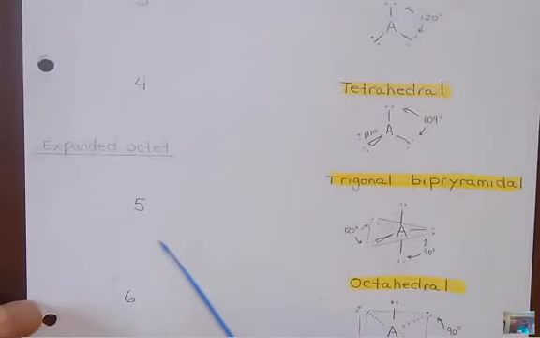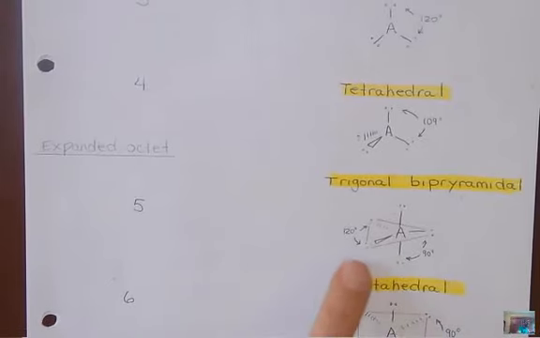Okay, if we break the octet rule, now there's going to be elements. Once you go beyond the second period, you can go above 8 electrons. So there are going to be species with 10 electrons around the central atom, 12 electrons, 14, even 16, okay? But it's not going to happen a lot for us. In case you see those, though, what is the natural shape? How does nature arrange itself?